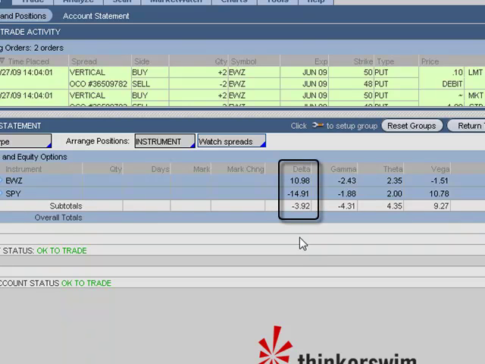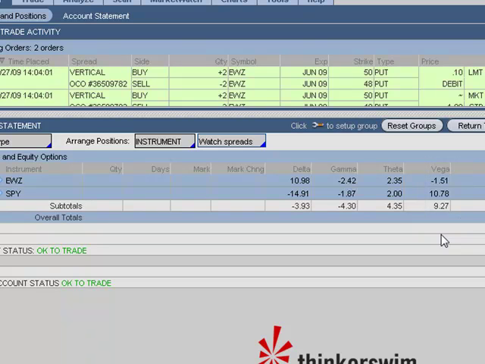Notice that we have a negative delta for the SPY position. Why would that be? Well, if you think about it for a moment, we have a position that actually would profit by a move down in the price of SPY. Therefore, we have a negative delta. We also have a positive theta, which means we still have a position that's going to benefit from the passage of time. And we also have a position that has positive vega, which means that if volatility increases, we'll actually make money on that position.